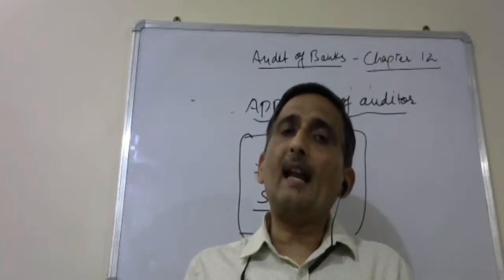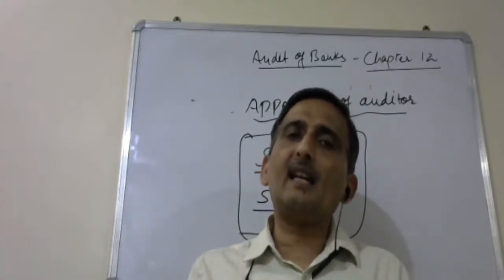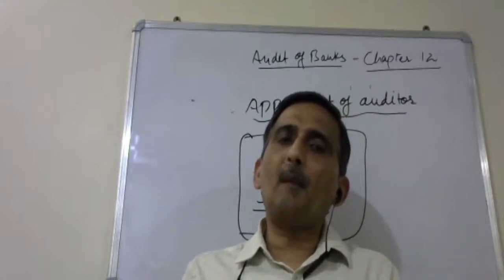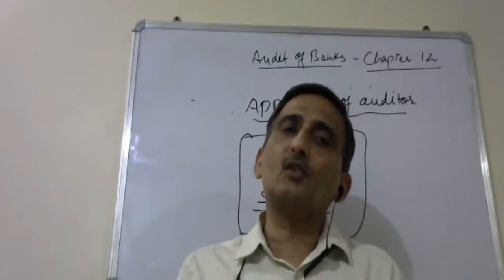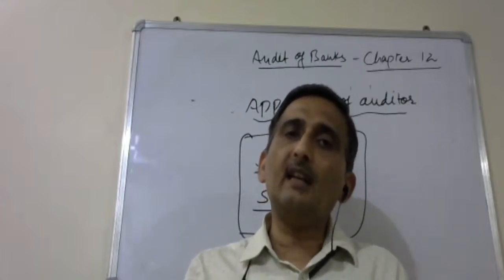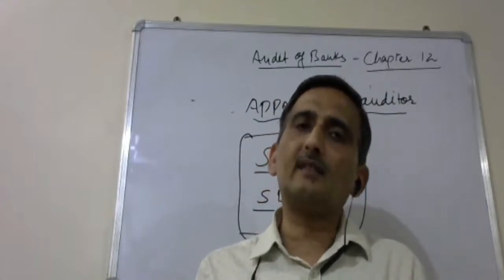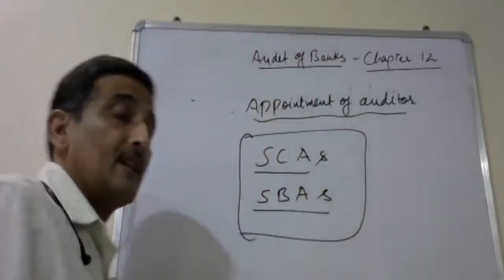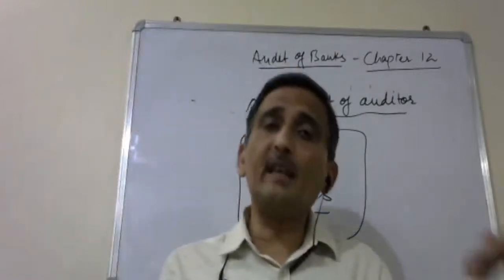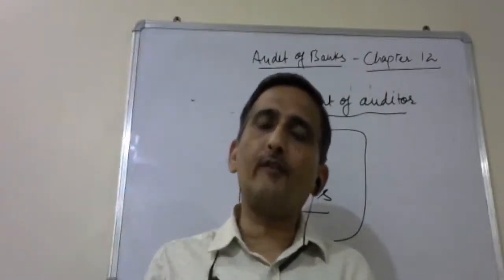Okay, and once a firm is selected by the public sector bank for audit of branches, then it has to give its consent for the same, and that consent is irrevocable. Okay, so is that clear?